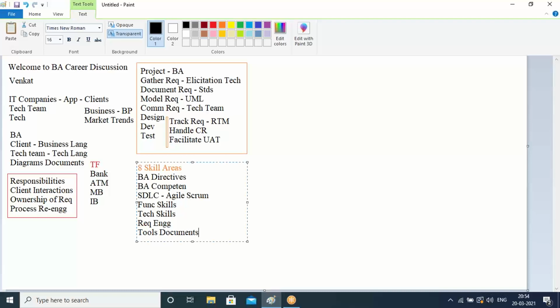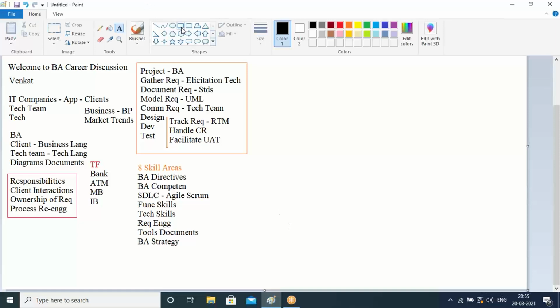Okay, these documents we make a walkthrough of them. And then it is the BA strategy. BA strategy means what we have learned so far, where to apply what knowledge, that is given through BA strategy. So if you know these 8 skill areas, then you can confidently contribute as a business analyst in a project. Okay, so we should know these 8 skill areas. If you know these 8 skill areas, then you can easily contribute as a business analyst in a project. Fine, got it, clear on this.